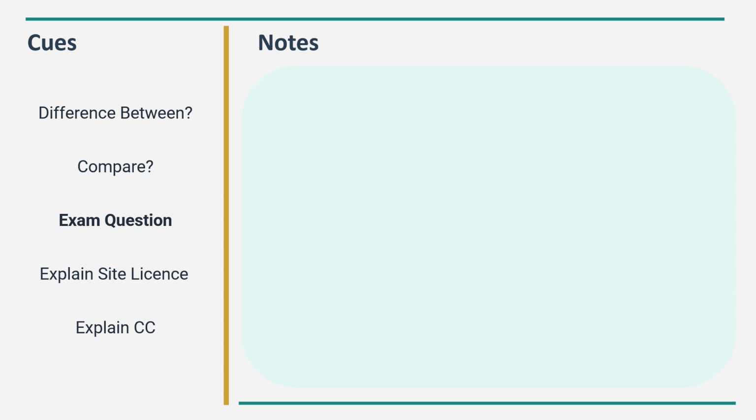Okay. So now we're going to look at a specific question where it is asked to tell what is the difference between, or to compare. This is a typical exam question, and for this one, when you ask what is the difference between, please explain the one and then explain the other, and that's your answer. So what is the difference between a site license versus a Creative Commons, or how does it compare?